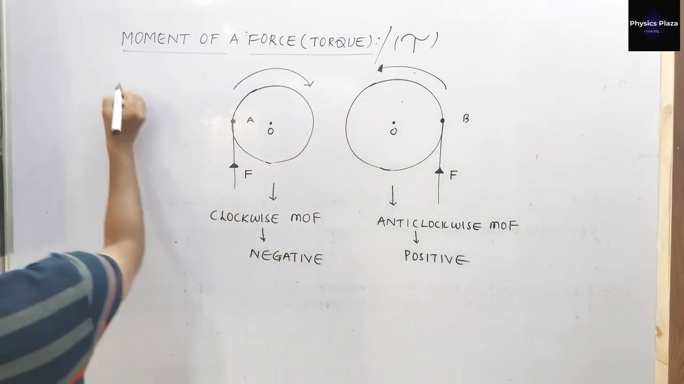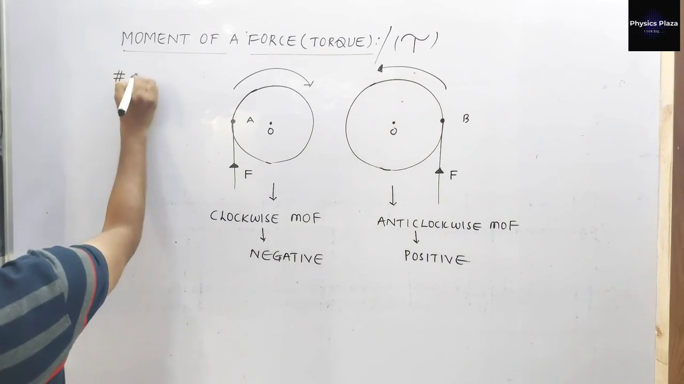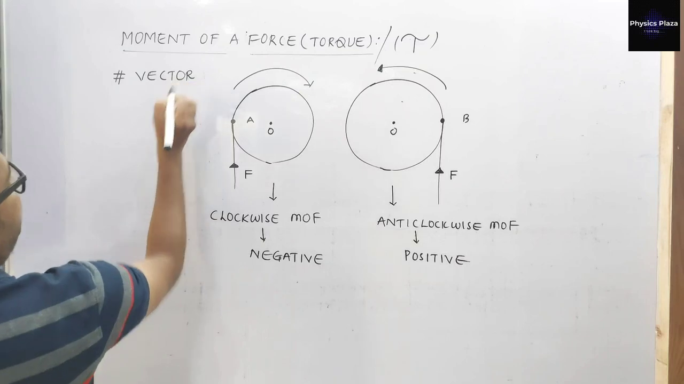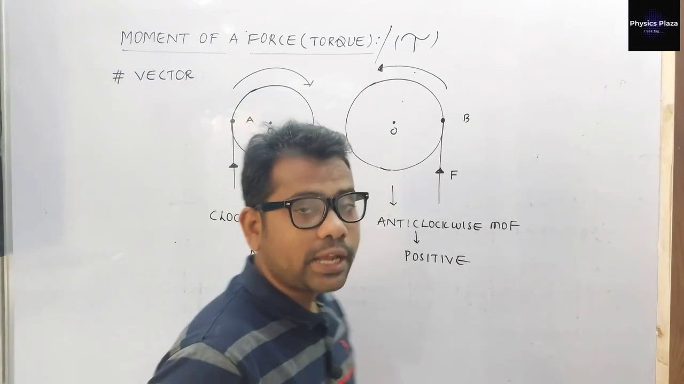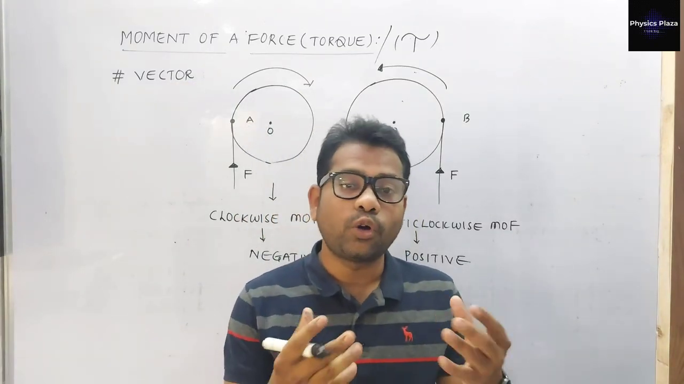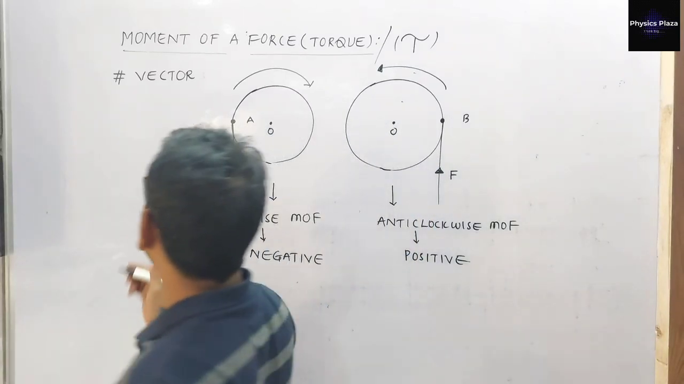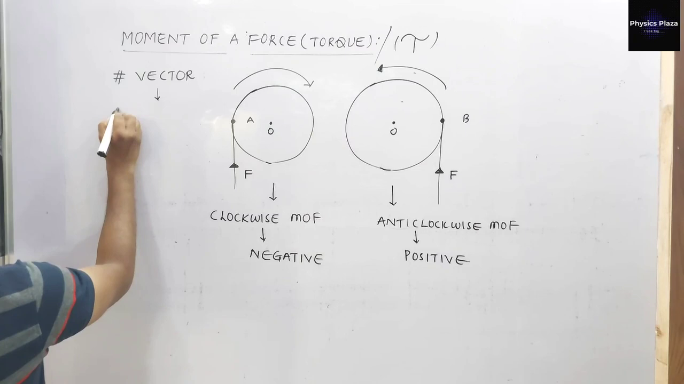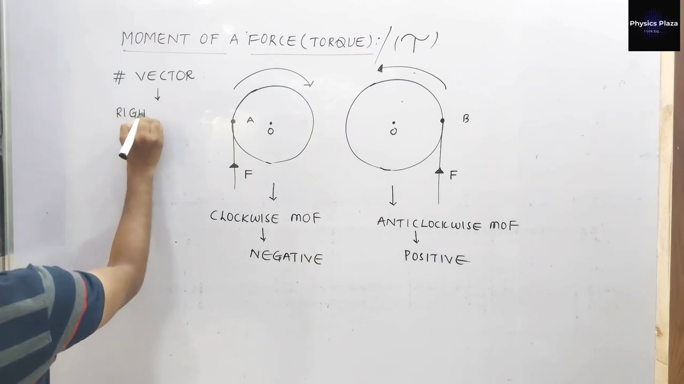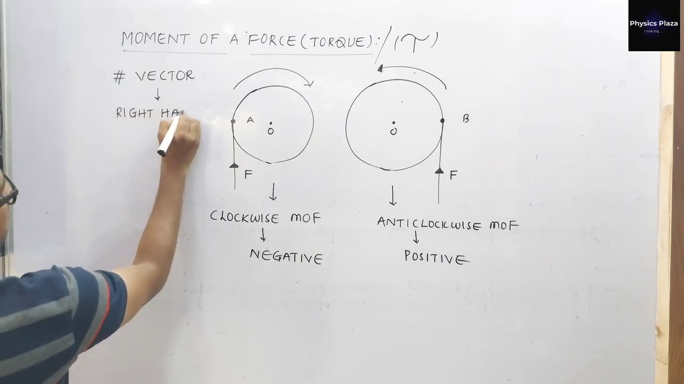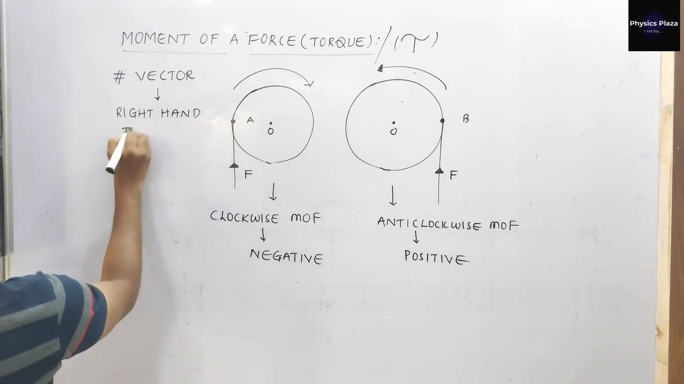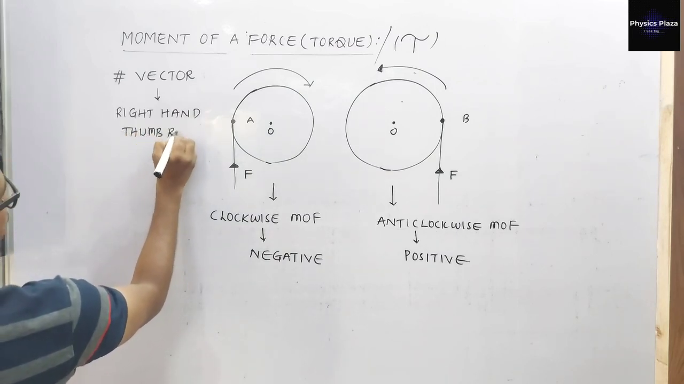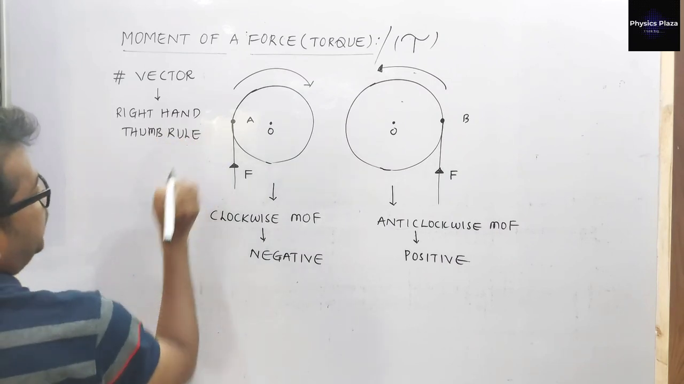And children, one more very, very important thing is that moment of force is a vector quantity. Then you may get one doubt. Sir, as moment of force is a vector quantity, how can we find its direction? The direction of moment of force can be found with the help of the right hand thumb rule. Right hand thumb rule, very, very important. I'll show you.